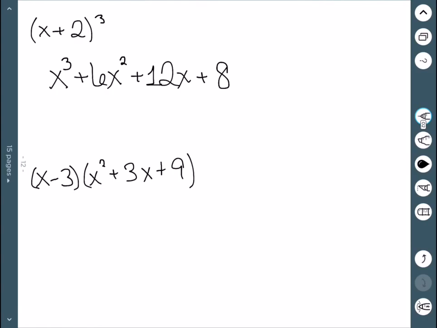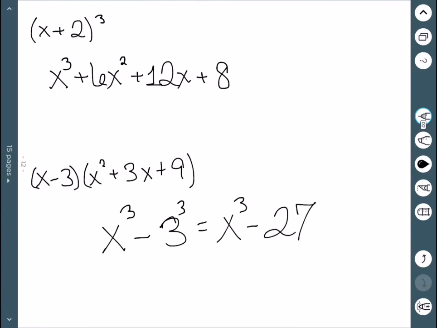In our last example, x minus 3 times x squared plus 3x plus 9. Well, this would just be x cubed minus 3 cubed, which is x cubed minus 27.